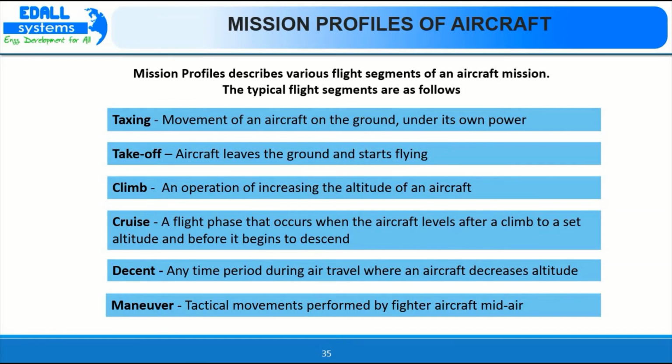Then we have descent. Any time period during air travel when an aircraft decreases its altitude. So whenever the aircraft is preparing for landing, it starts to descend. That is, it starts to reduce the altitude so that it reaches the ground. Then we have maneuver. Tactical movements performed by fighter aircraft mid-air are called maneuvers. So we see many fighter aircraft performing spinning, performing some rolling action. So these all come under maneuver.